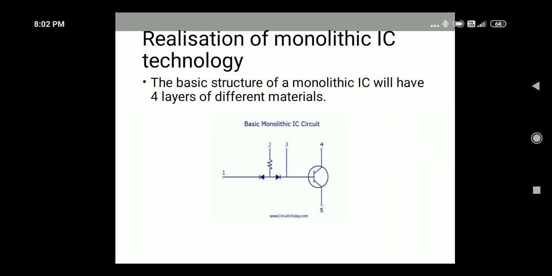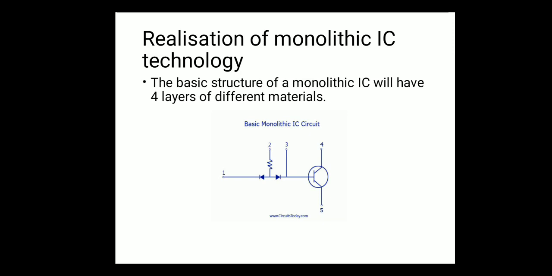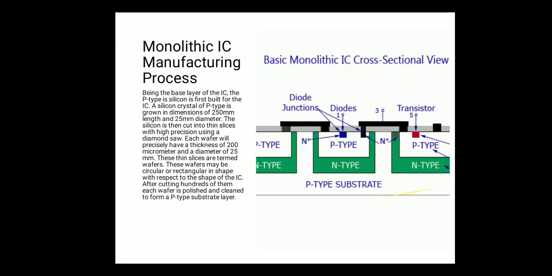Hello everyone. The topic we see is realization of monolithic IC. A monolithic IC is nothing but all active and passive components integrated on a single chip of silicon. So the basic monolithic IC circuit shown here has four different structures.